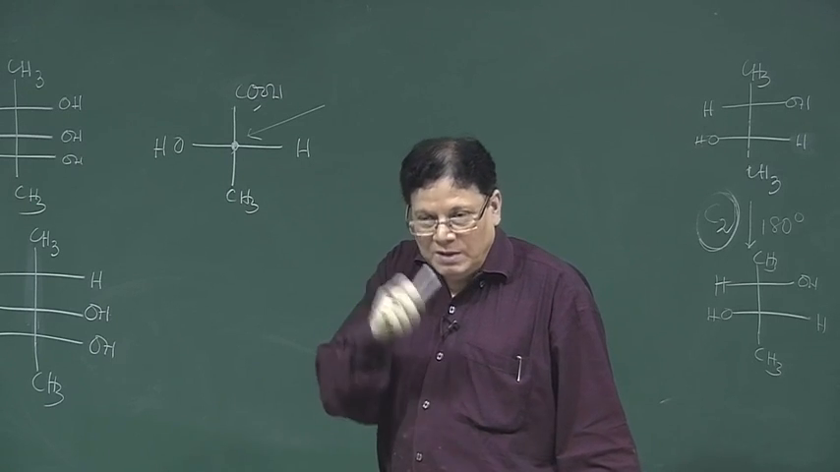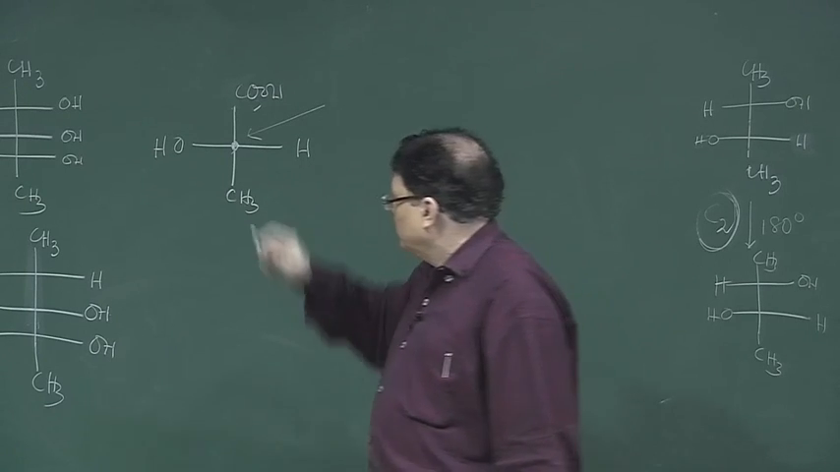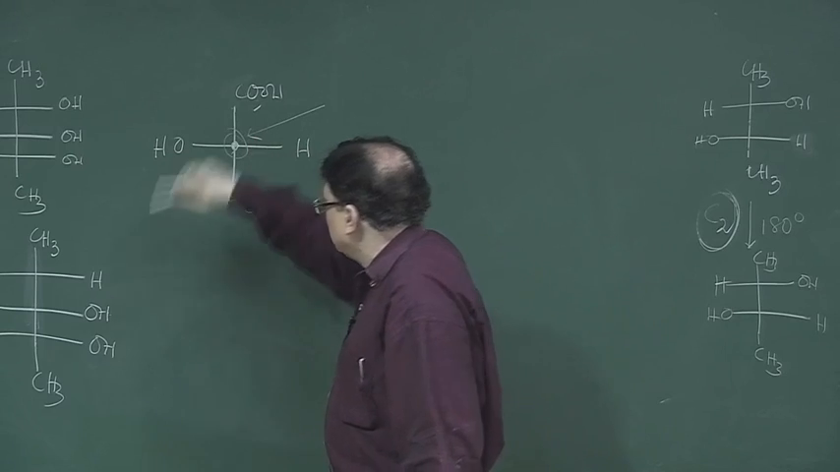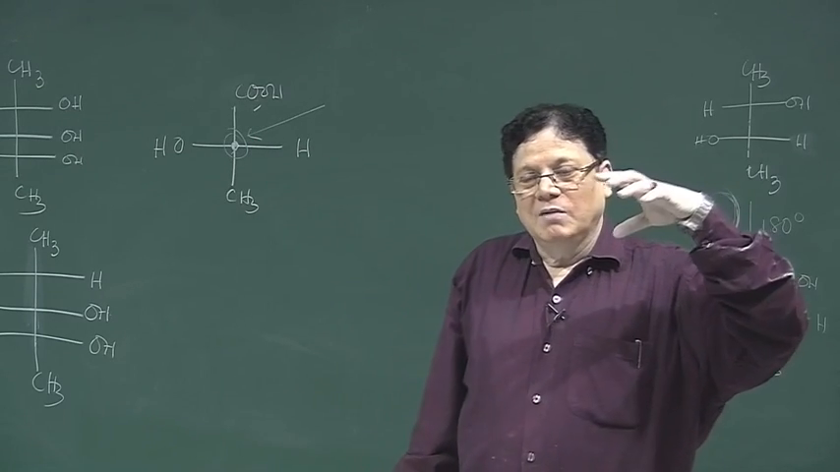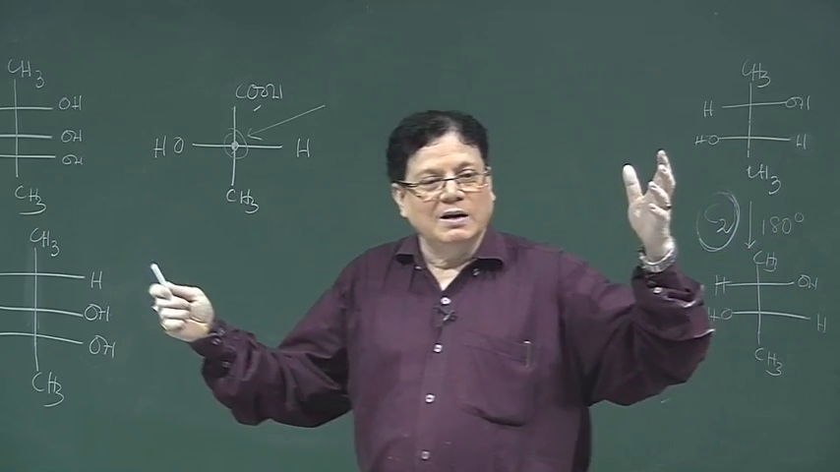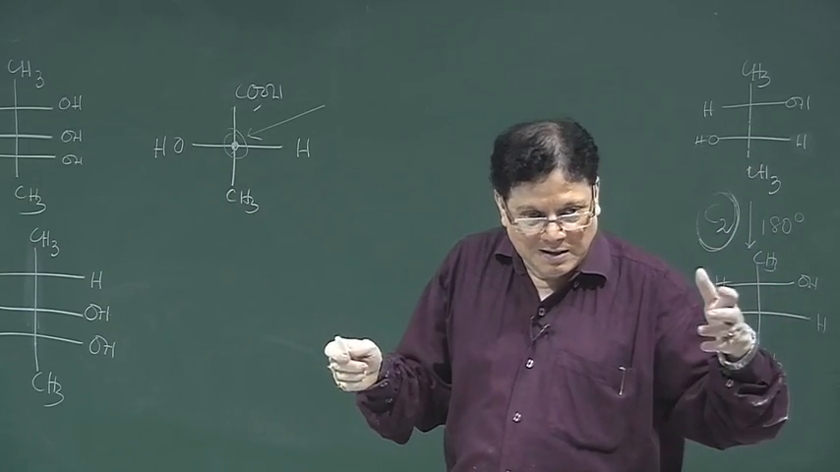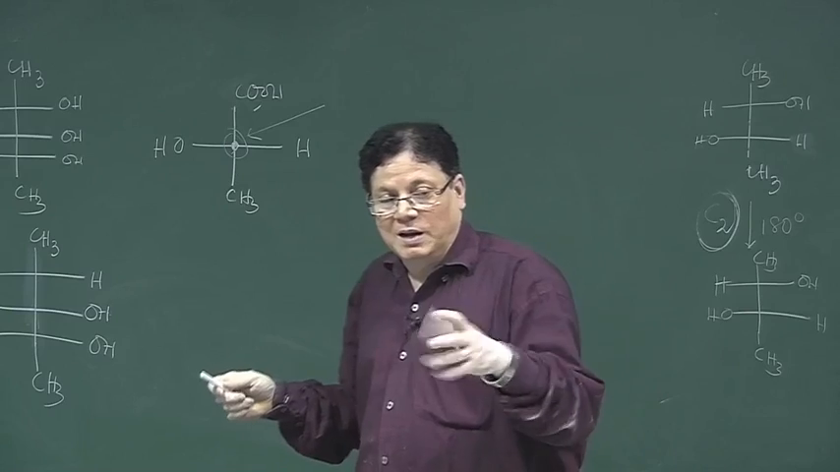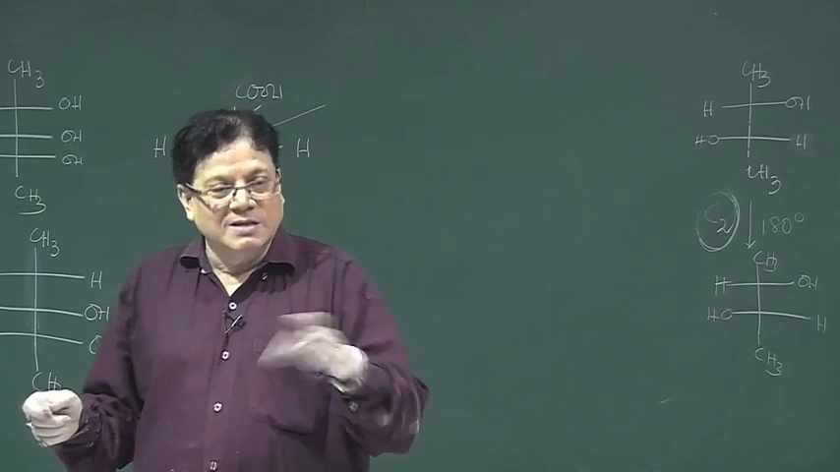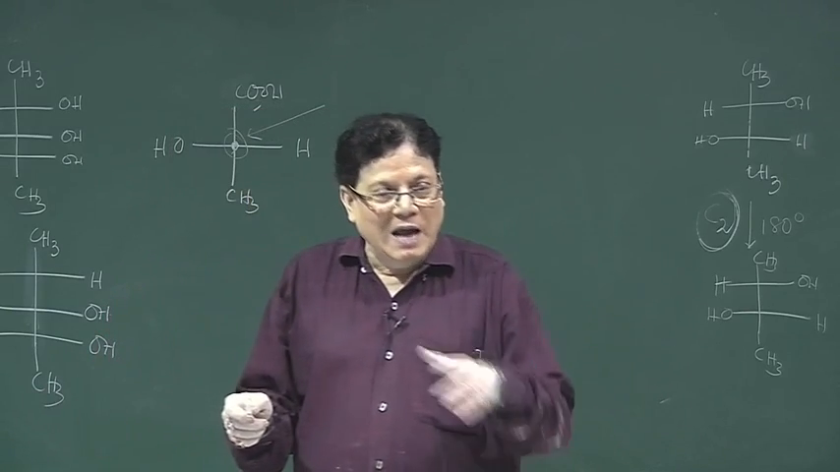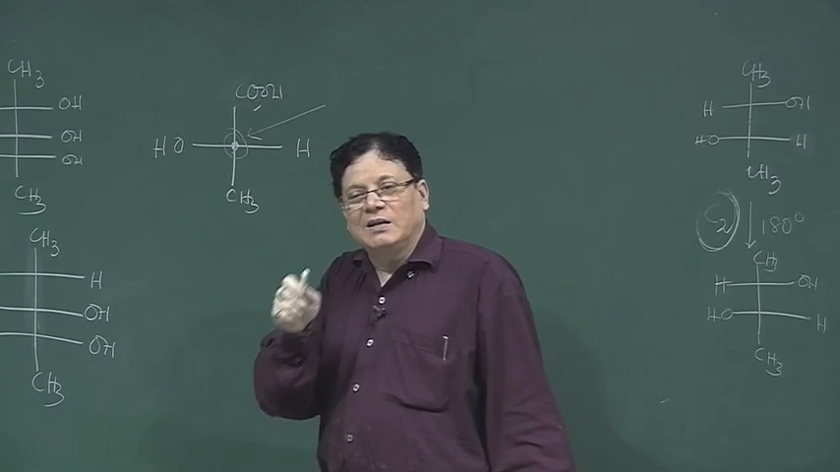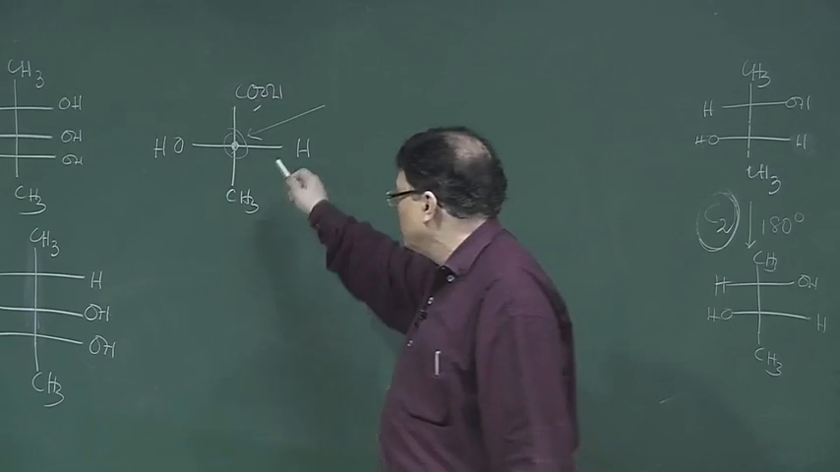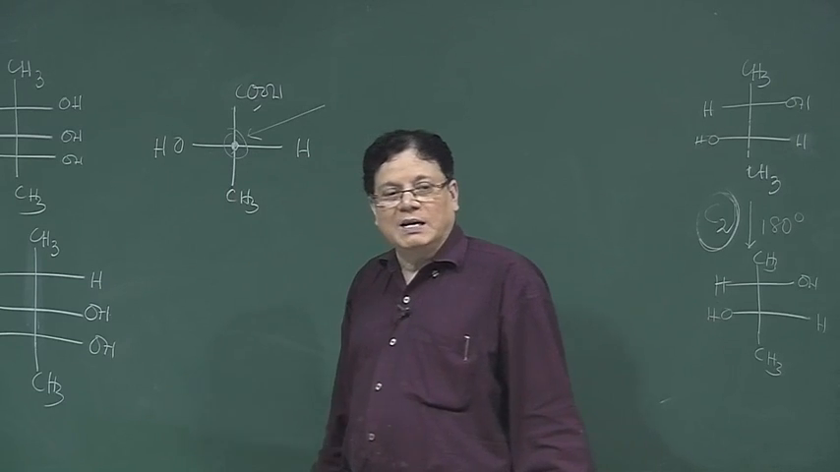And one more reason is that when I say chiral center, it immediately gives a visualization that the molecule is chiral, but that may not be so. As I said, in tartaric acid, in mesotartaric acid, you have optically inactive isomers. So, that is why they did not like the word chiral center. They introduced the word stereogenic center.